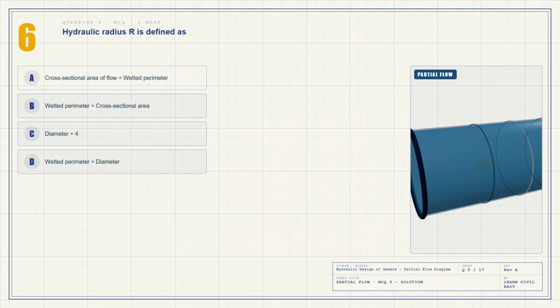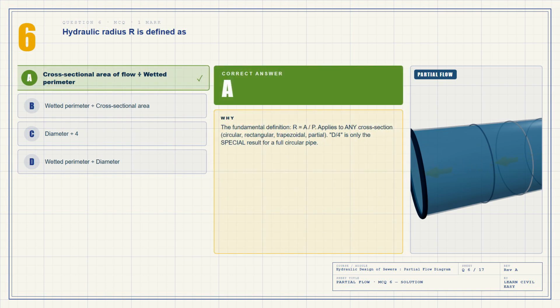Question 6. The correct answer is A. Hydraulic radius is defined as cross-sectional area of flow divided by wetted perimeter. R equals A over P. This is the fundamental definition and applies to any channel shape, circular, rectangular, trapezoidal, or partly full pipes.